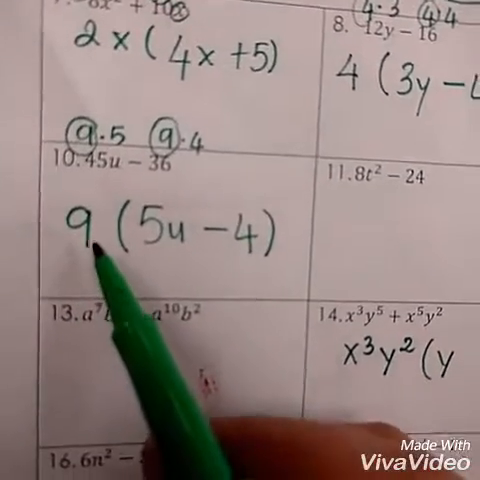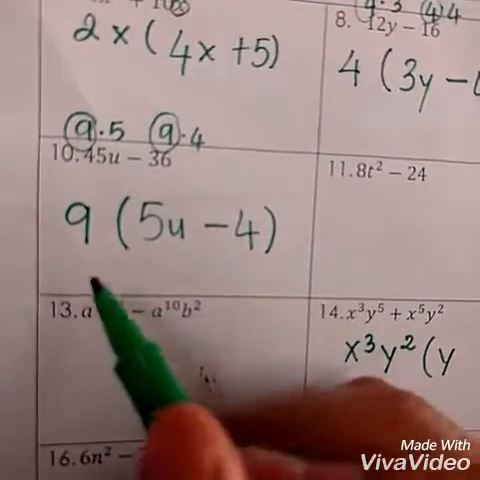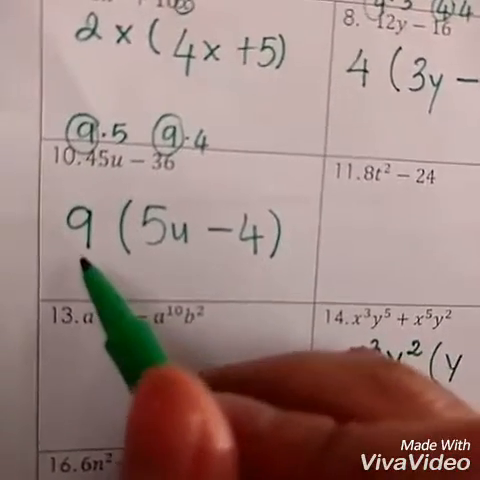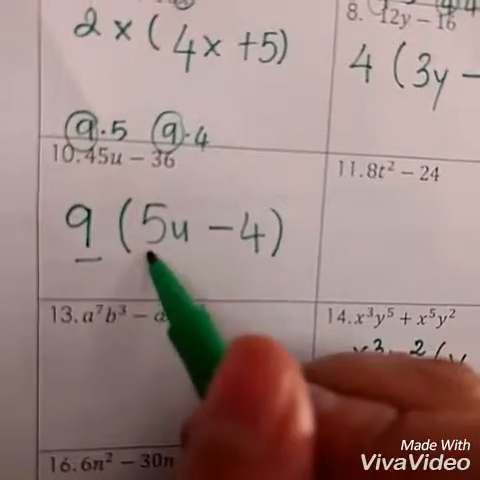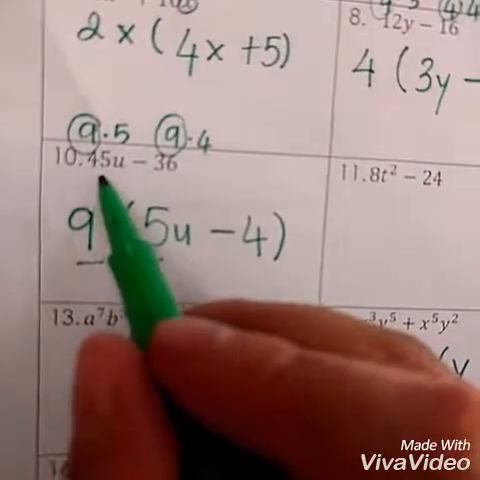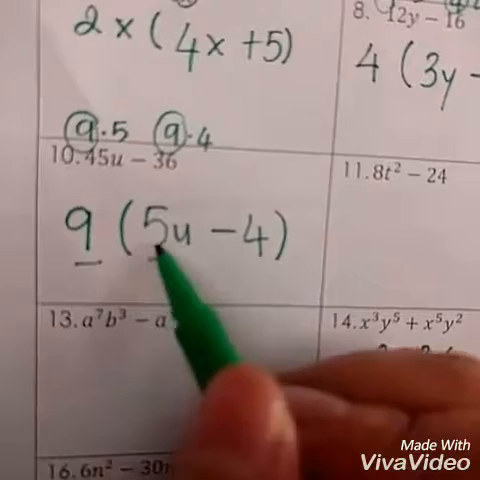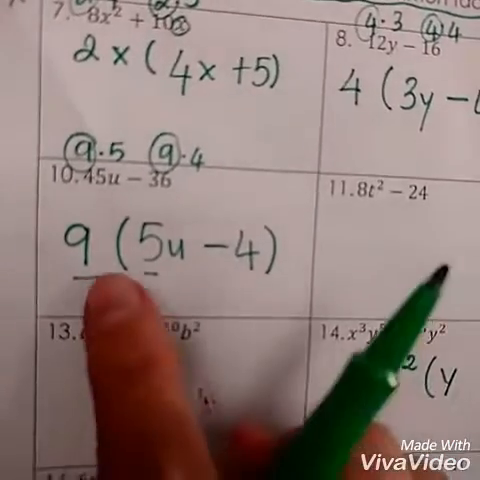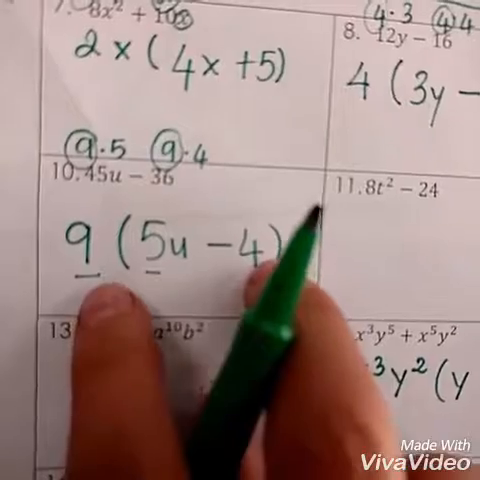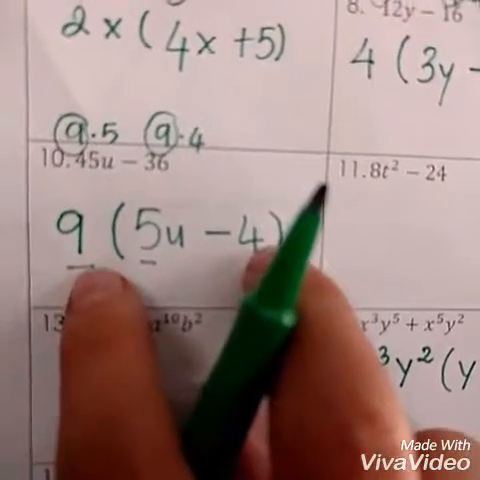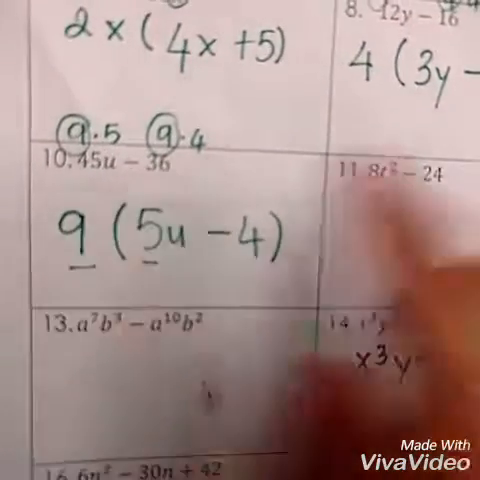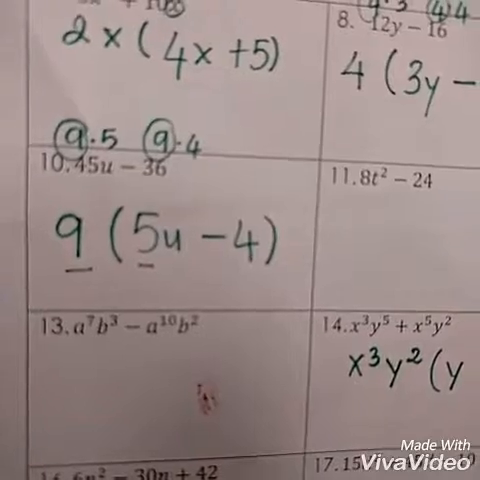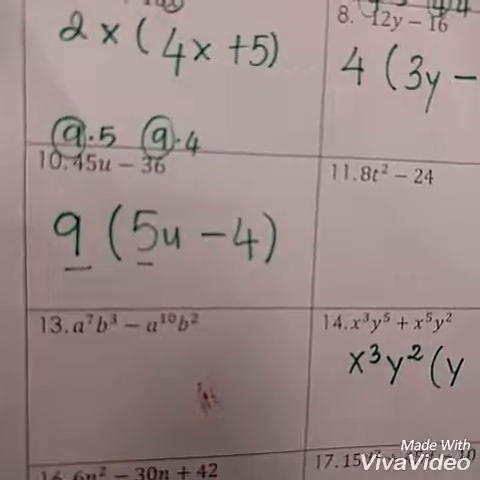To check our answer you can multiply backward. So to check your answer, take 9 times 5. Does it give you 45? Yes. And then you just bring it along with it. Then you take 9 again and multiply by the second term. 9 times negative 4 gives you negative 36. So we know that our answer is correct.